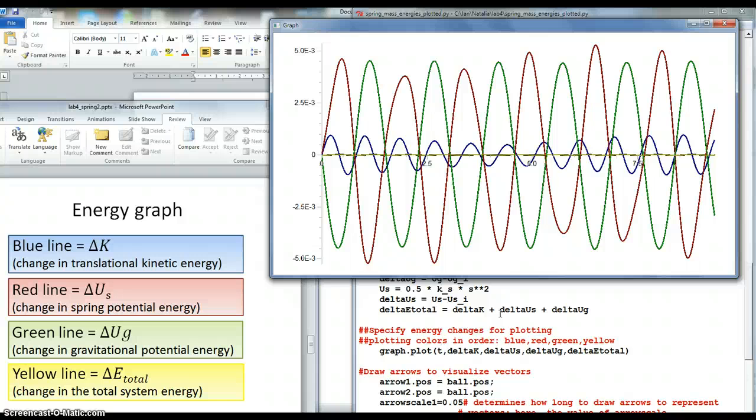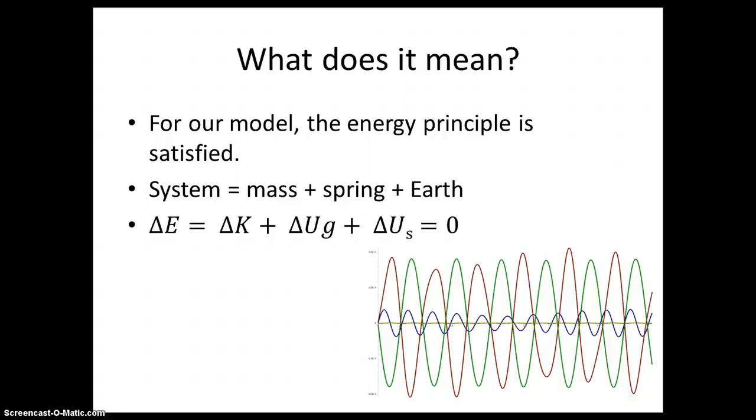The changes in kinetic energy are also both positive and negative. The mass gains and loses kinetic energy. The kinetic energy change oscillates twice as fast as the potential energy changes. The sum of all these energy changes is the yellow line, which is zero, just as expected based on the energy principle. What does this mean?